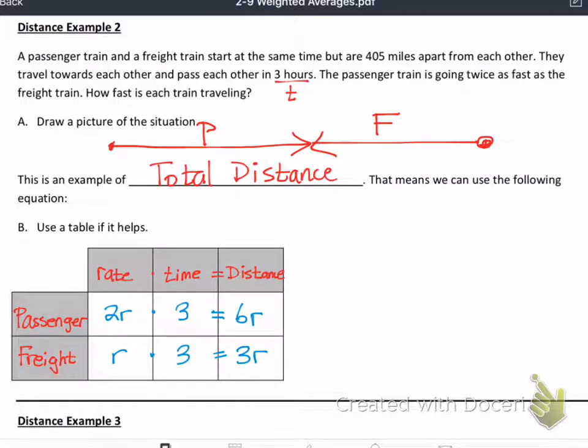Now, since they started apart from one another and we're seeing where they meet somewhere in the middle, these two distances are added together to get the 405 miles where they started apart from each other. So that's the setup of the problem. D1 plus D2 is equal to the total distance.